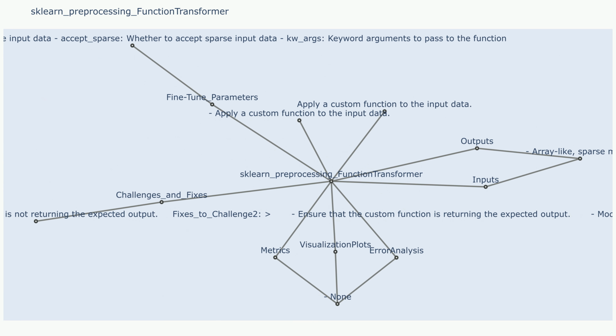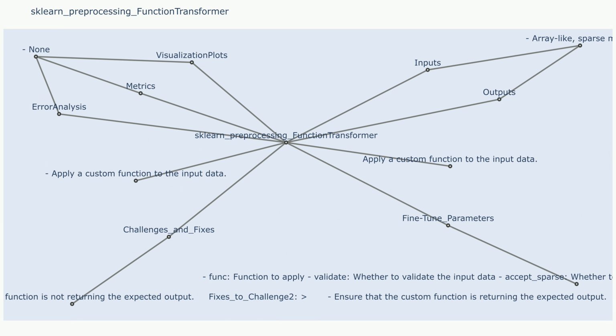Challenge 3. Inverse function doesn't properly reverse the transformation. Sample use case that resulted in challenge 3. You might define an inverse function, but it doesn't correctly restore the original data after applying the transformation. Fixes to challenge 3. Double-check your inverse function logic to ensure it accurately undoes the transformation performed by your original function. You can also use the check_inverse parameter to automatically check for valid inverse functions.